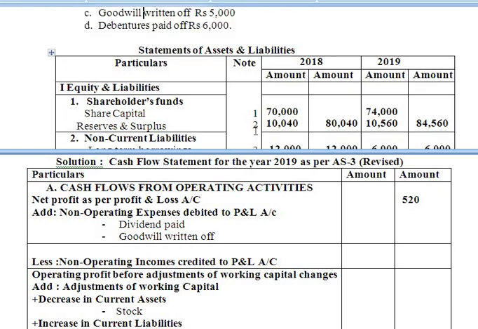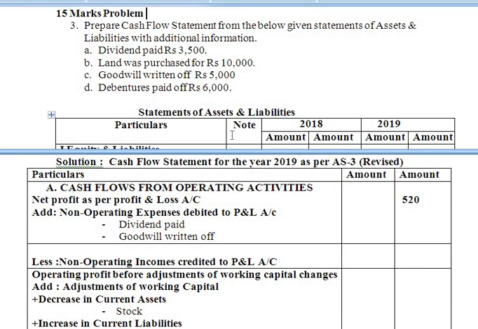Okay, so we can get this information in additional information. First one is dividend paid. So dividend paid is an expense debited to profit and loss account, so that we have to add back, how much? 3,500. Now next we have goodwill written off, because second one, land was purchased for rupees 10,000, will not come here as non-operating expenses. Goodwill written off, it is expenses. So how much goodwill written off? 5,000. Okay, and debentures paid off will come in the financing activities.